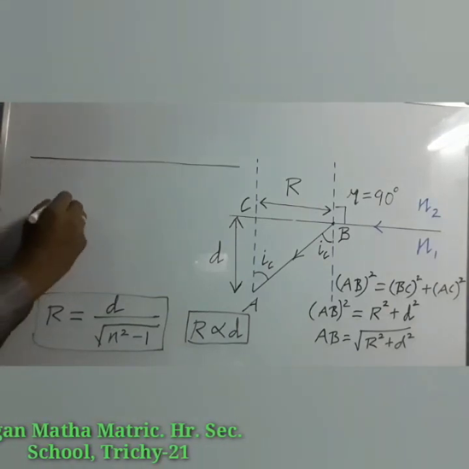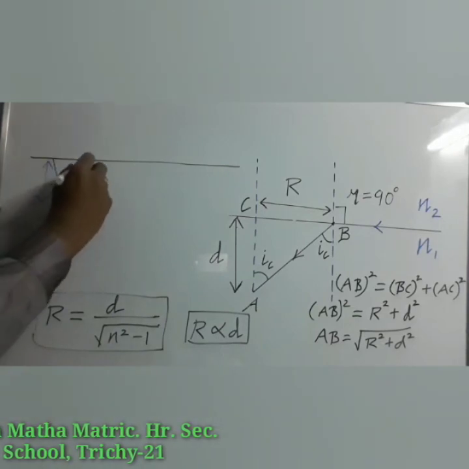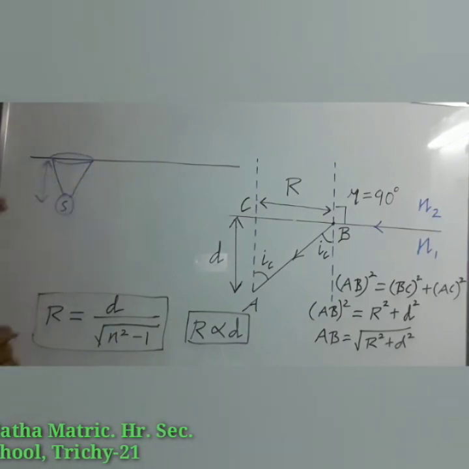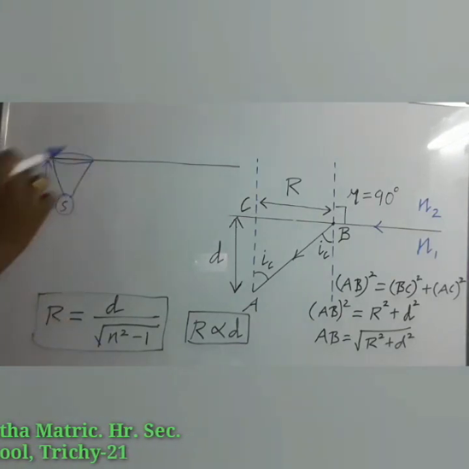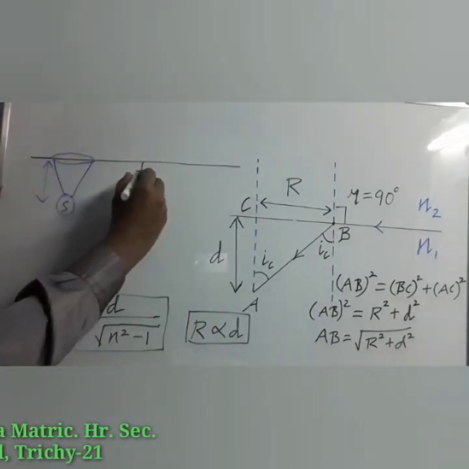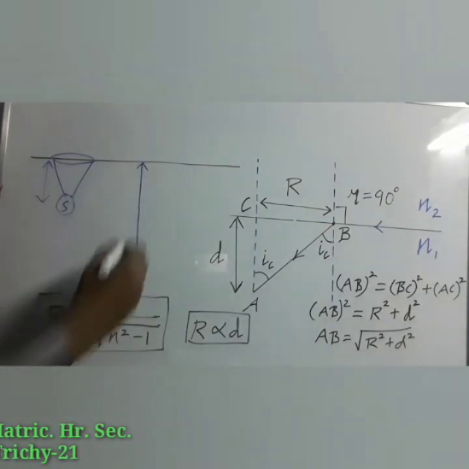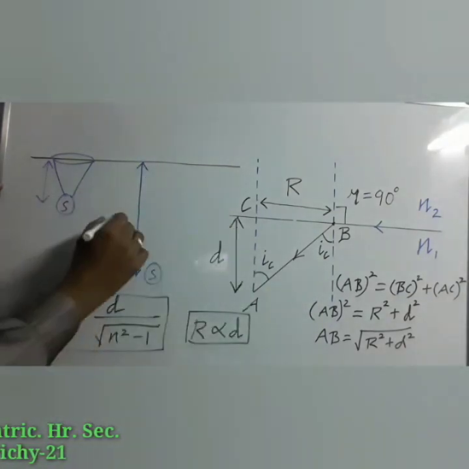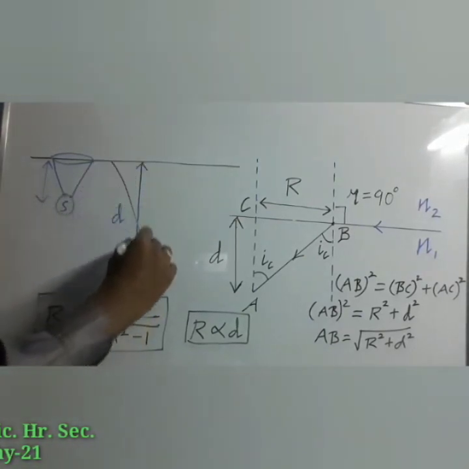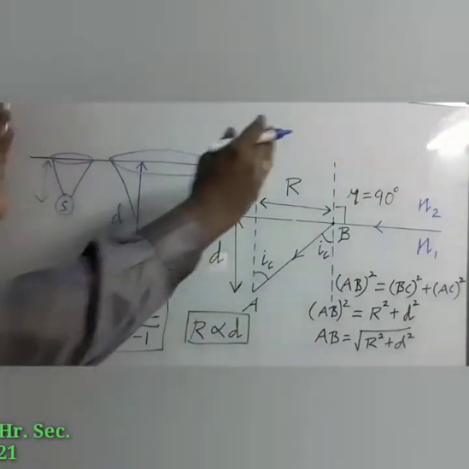Imagine if the source is here, so the radius of Snell's window will be very less. That means the area of Snell's window will be very less. Suppose this source is taken down, here depth is more, then the radius of illumination will be maximum, and the area of Snell's window will be maximum.